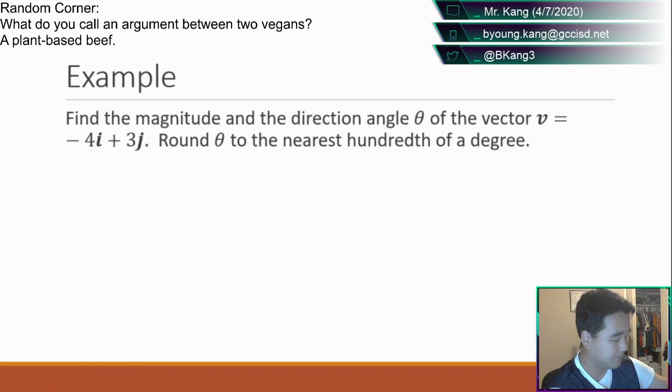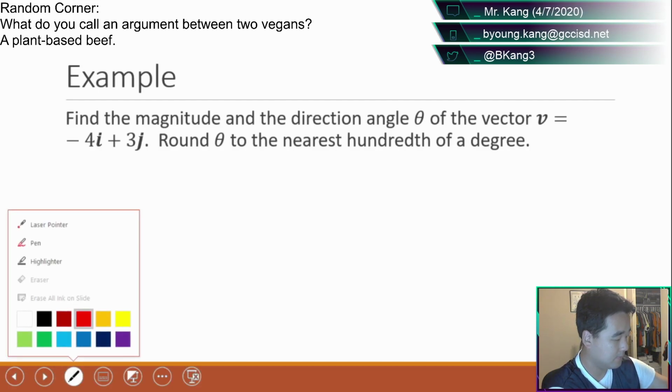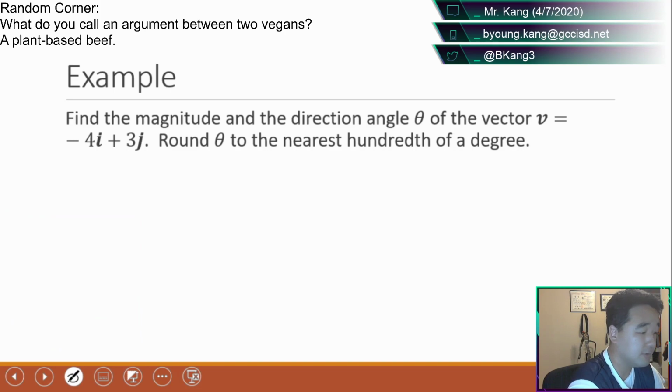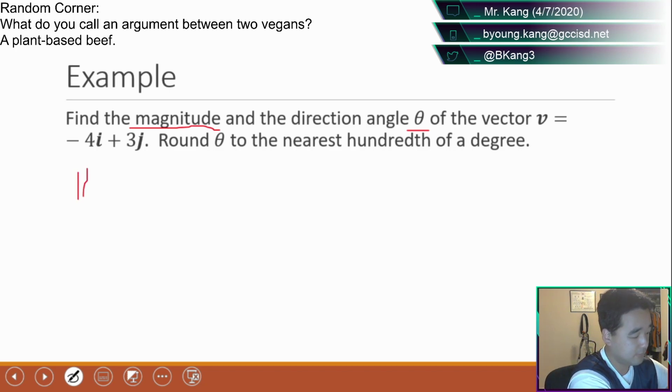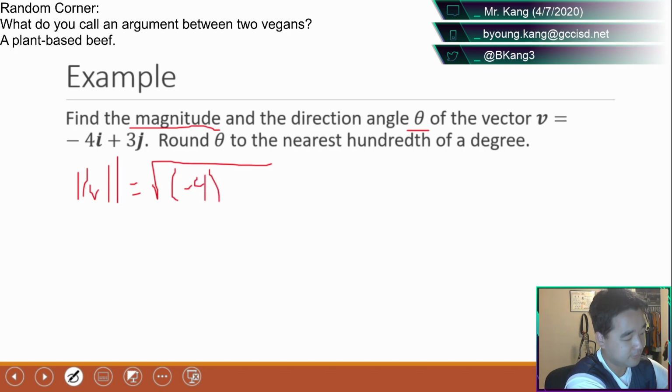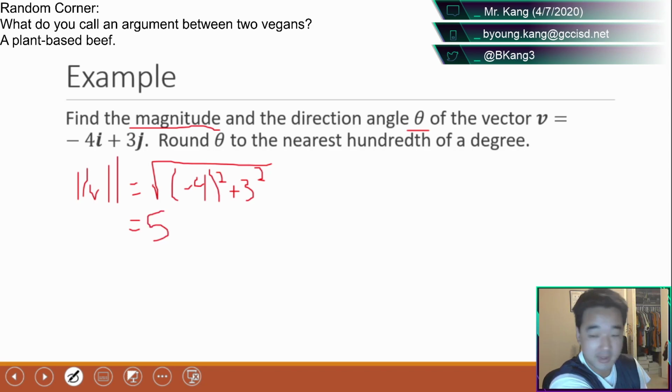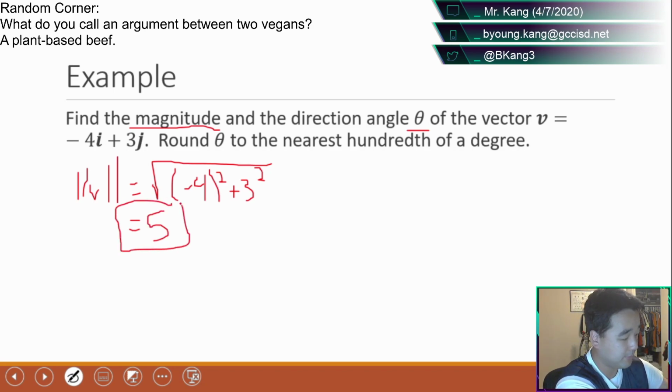So, last problem. Find the magnitude and the direction angle theta of the vector v = negative 4i plus 3j. Round theta to the nearest hundredth of a degree. So I've got two parts of the problem: I've got to find the magnitude and I have to find theta. Well, the magnitude part's going to be kind of easy. Start to recognize these triples, right? So, 3, 4, 5 right triangle, magnitude is 5. Yay, we're done with that part.